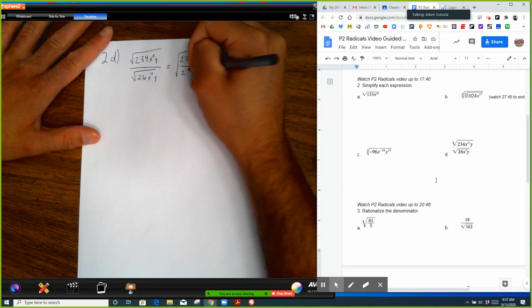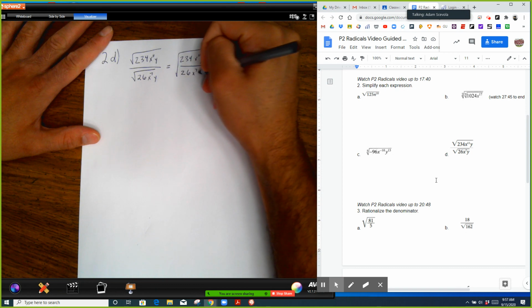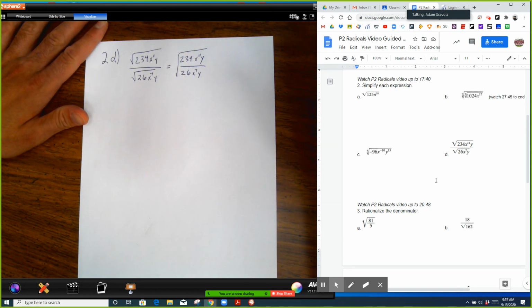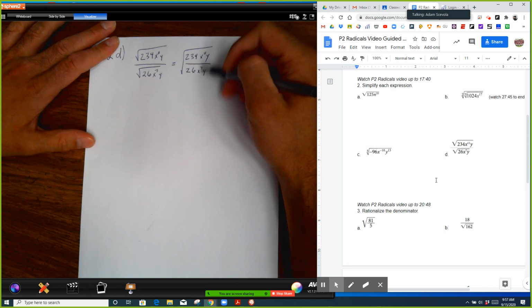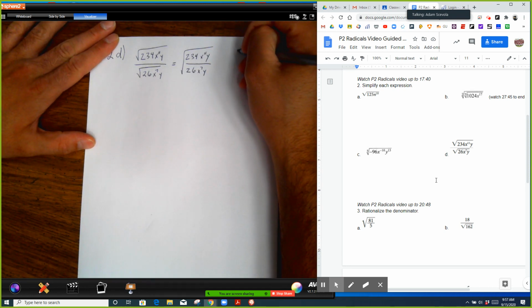Like PEMDAS, you would think means multiplication before division and exponentiation before that. You can actually do the root, square root, which is exponentiation, multiply or divide it in any order, all right? So instead of doing root x over root y, we're going to do root of x over y. And that's a property of radicals, so we're allowed to do that, all right?